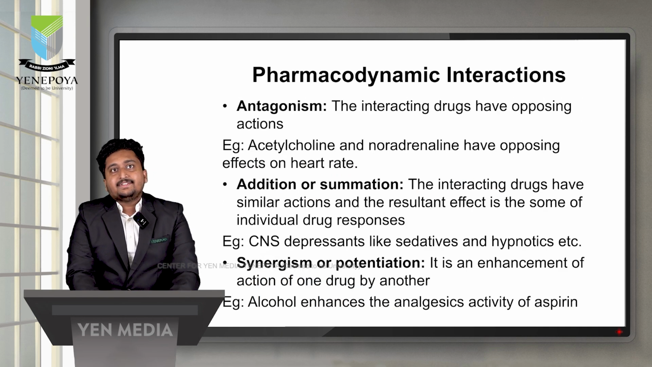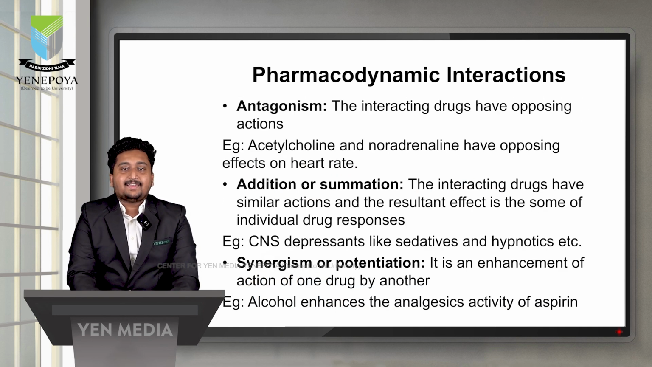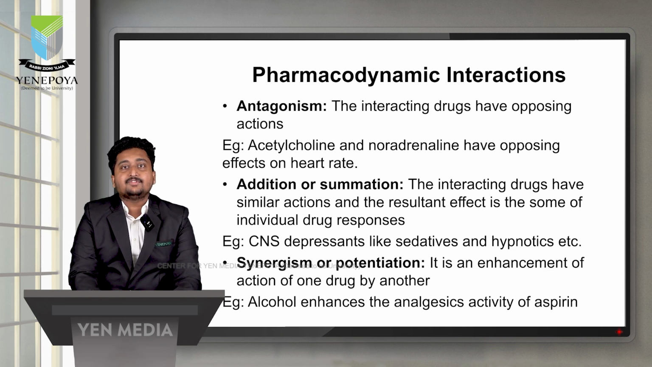So what is antagonism? As the term says, anti, which is opposite, the interacting drugs have opposing actions. For example, acetylcholine and noradrenaline have opposing effects on heart rate. We know that acetylcholine reduces heart rate, whereas noradrenaline will increase the heart rate.